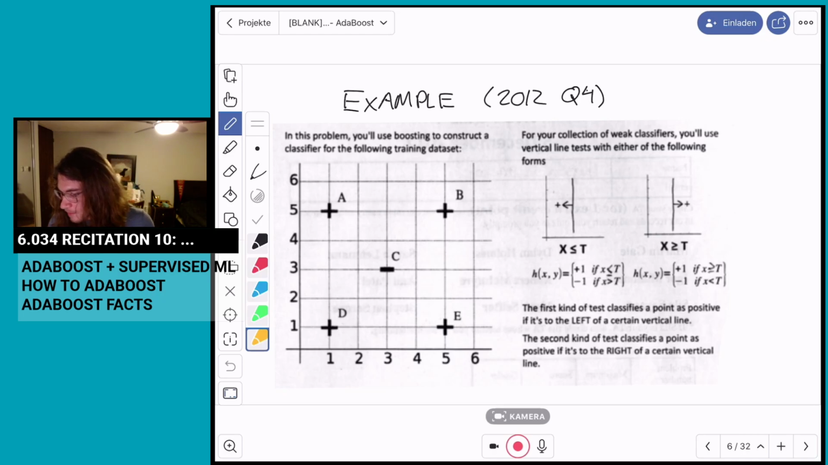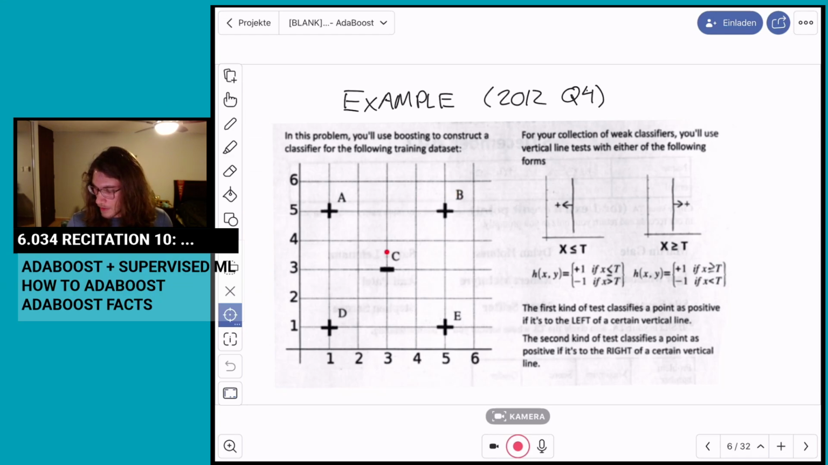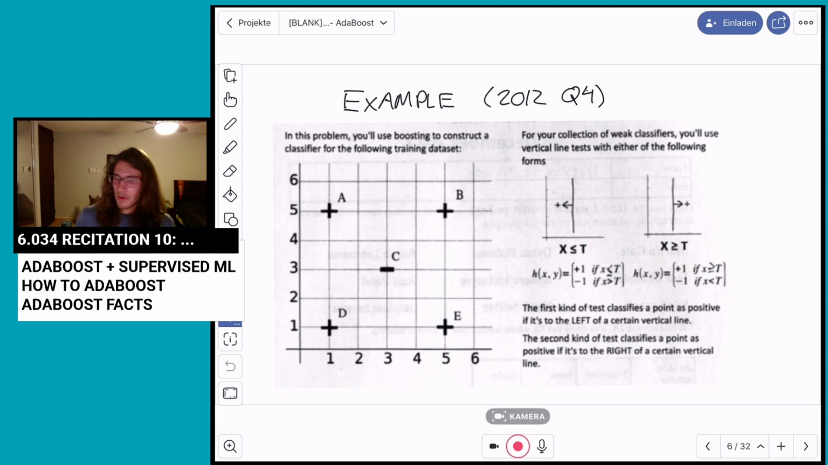So let's go on to the example. I'm different from previous recitations. I decided just to clip the example itself from the 2012 quiz 4 of 6.034 of that year. And you're given the following data set. And it's just 5 points, A, B, C, D, and E. And you're told that your classifiers can only take this form: either along the x dimension, x is less than something, or x is greater than something. So the first step when you see a problem like this is think, what are my classifiers? You have the constraints, but they're not necessarily formal yet. So these are going to be the classifiers.